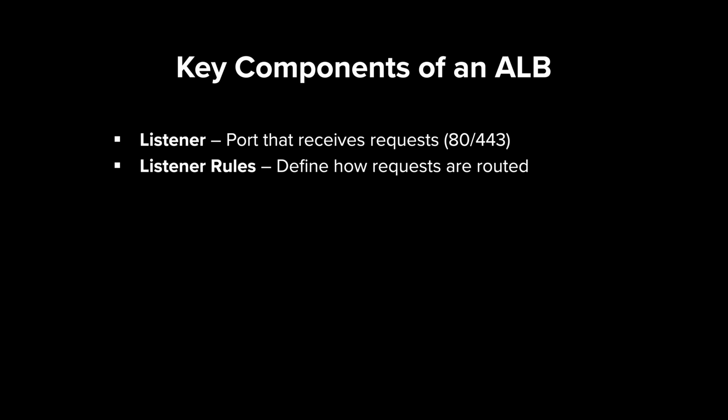Second, listener rules. Once a request comes in, the listener uses rules to decide where it should go. For example, imagine you're running an online store. Requests to /checkout can be routed to your payment service, while /products goes to the product catalog, and /cart goes to the shopping cart service, all running in ECS, behind the same load balancer. This is what makes ALB great for routing.